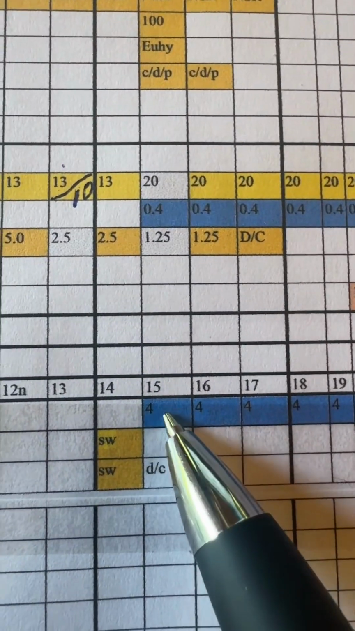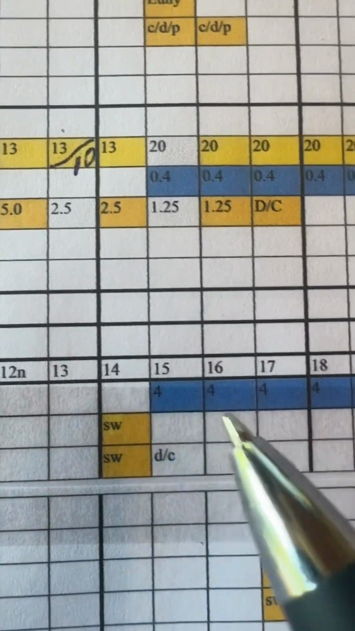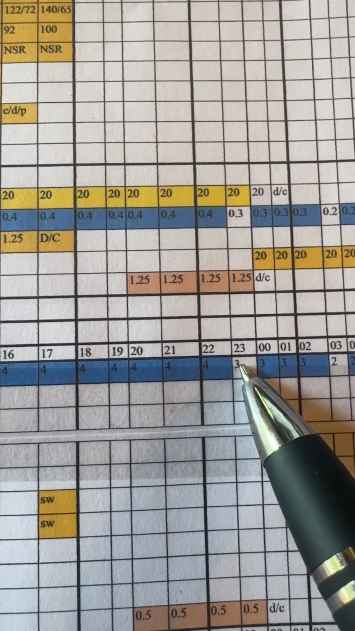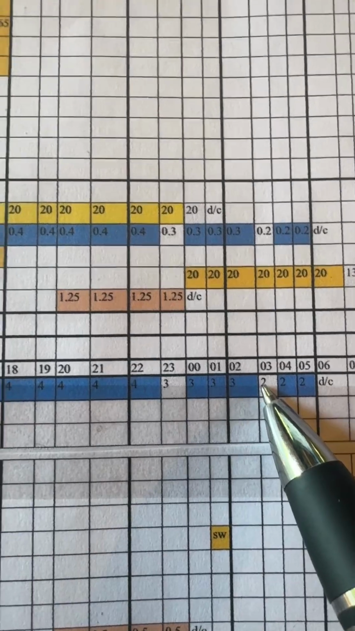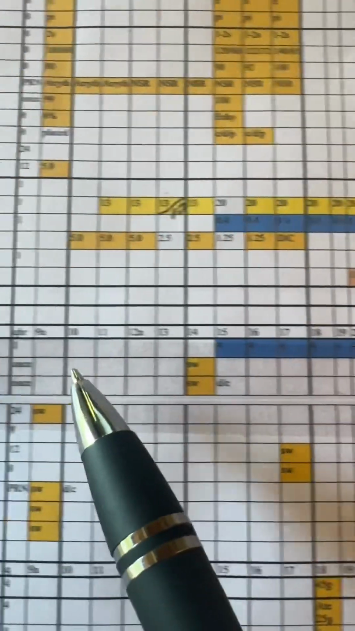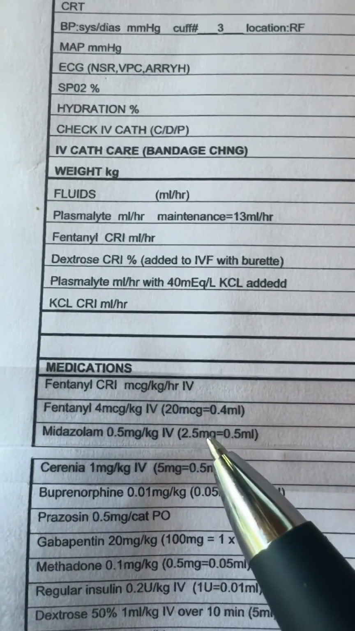animal is on. So here at 3, the animal started at 4 mics per kg per hour. And that has gone all the way through until at 11, it's turned down to 3. And then at 3 a.m., it's turned down to 2. 6 a.m., it was discontinued. But these are all represented in mics per kg per hour.